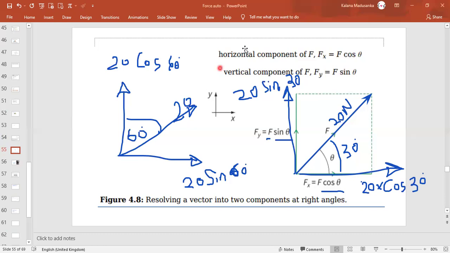You have to remember the main thing in resolving forces: you have to take any angular force and split it into vertical and horizontal components, because in that case we can easily resolve the forces. If they are on the same side we can add, if they are on the opposite side we can deduct.